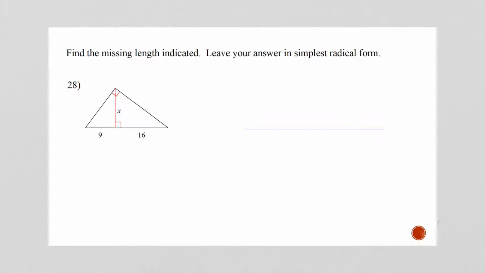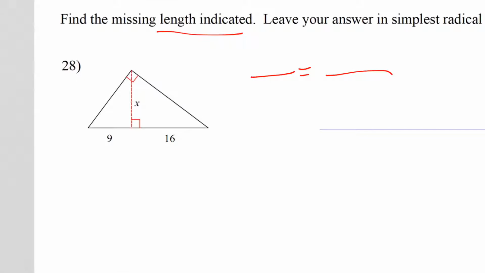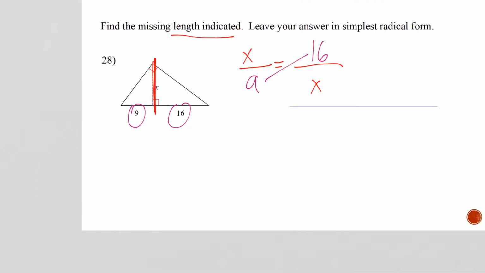For this question, we need to find the missing length indicated. So this was actually referring to the geometric mean. If you remember, this is where you're writing your proportion. The value that's being shared is the value that goes twice. The other two values you write wherever you want them. Cross multiply and solve for x.